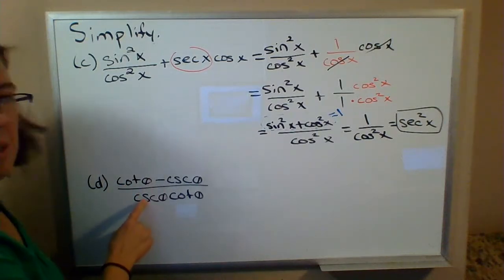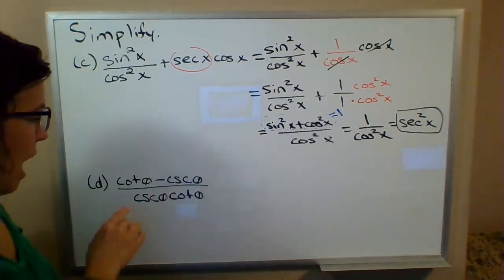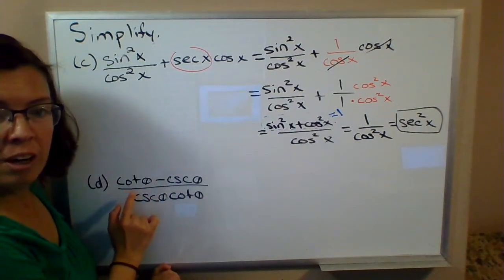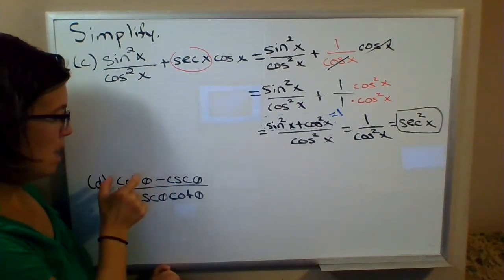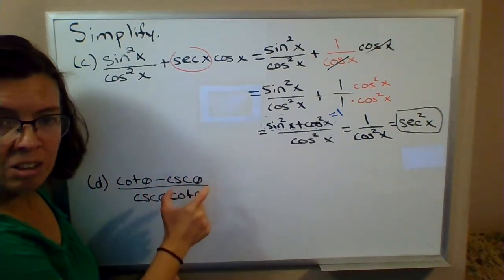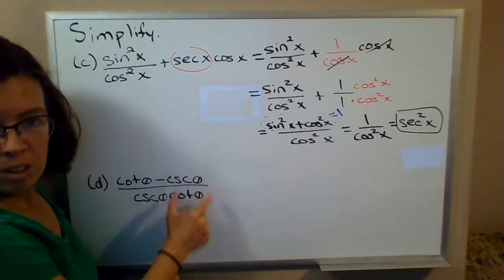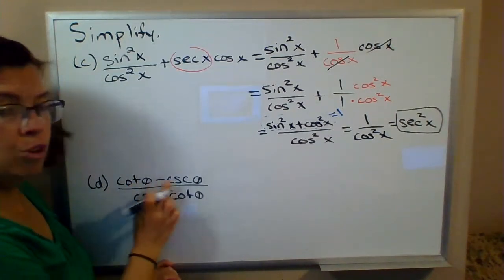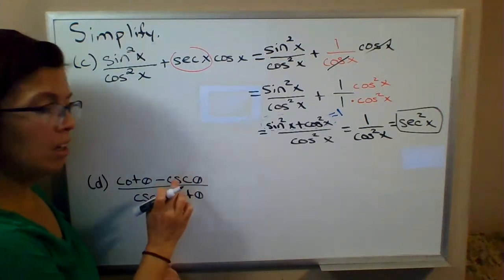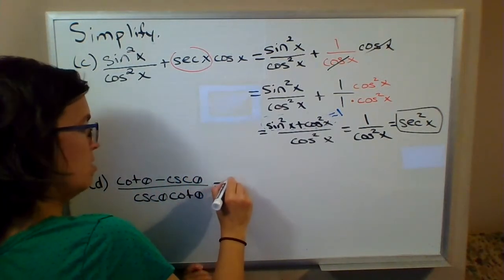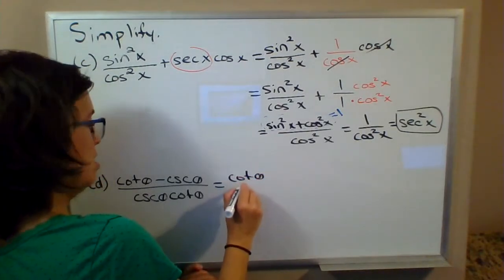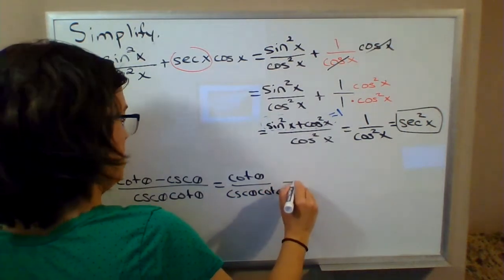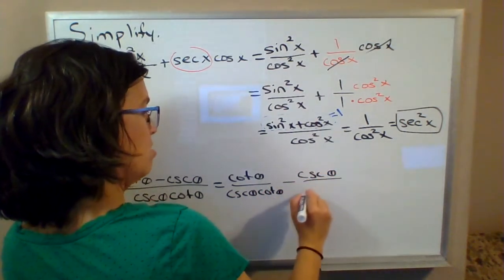But something I would notice, I have common terms in the numerator and denominator. I cannot cancel cotangent theta right now because I don't have it factored out. If I'm going to cancel it, it's got to be part of a product in the numerator. It's got to be multiplied in the numerator and then divided in order to cancel, which is not what's happening here. But what you can do is separate. If you have addition or subtraction in the numerator of your fraction, you can separate this into individual fractions. So cotangent theta over that denominator minus cosecant theta over that denominator.